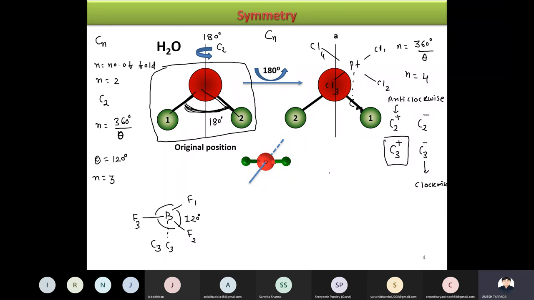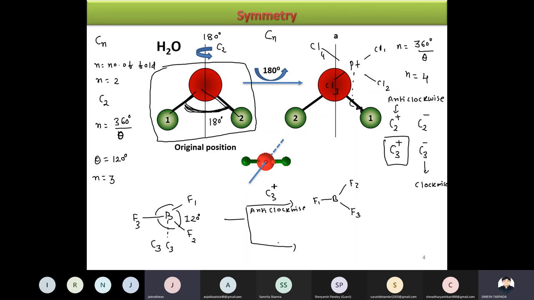But definitely in the case of BF3, it will have a different result if you give rotation clockwise and anti-clockwise. Suppose you apply rotation about the C3 axis in the anti-clockwise direction, C3 plus. What is its result? F1 to F3, F3 to F2, F2 to F1. Yes, F1 shifts to the position of F3. Good. Here, in the place of F2, which atom will come? Yes, F3, and here it is F2.